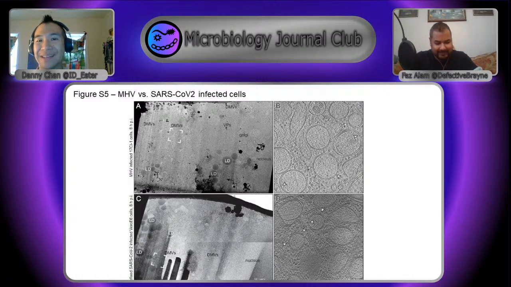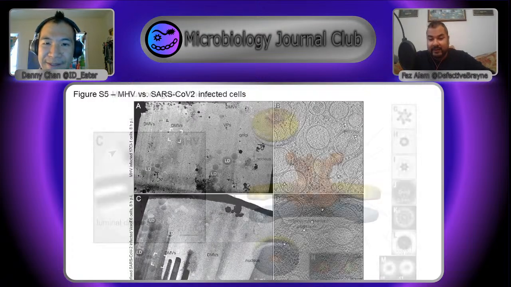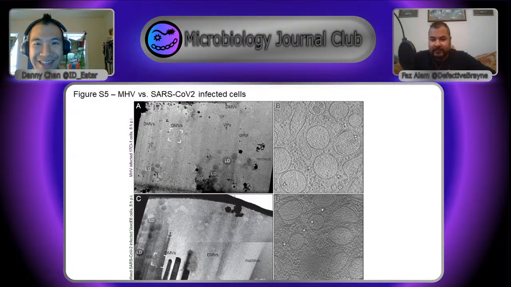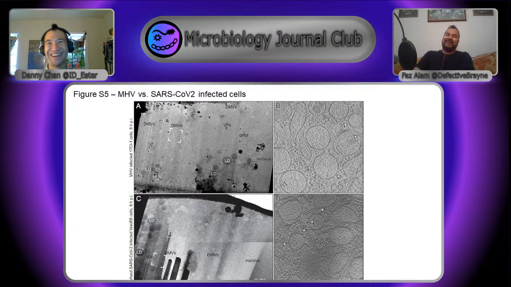But the point again is similar to what we just saw, that in these two slices, one from the murine virus and one from our novel coronavirus, the same structure is there. That pore exists between the two. Yeah, and what I like also here is that we're really seeing that zoomed out image, A and C of the slice.